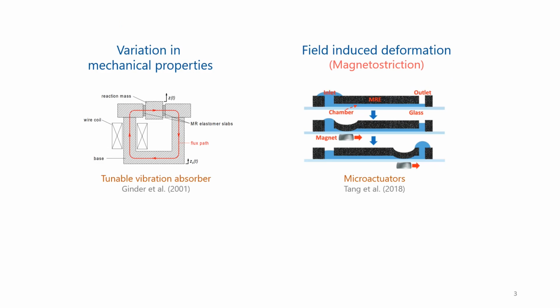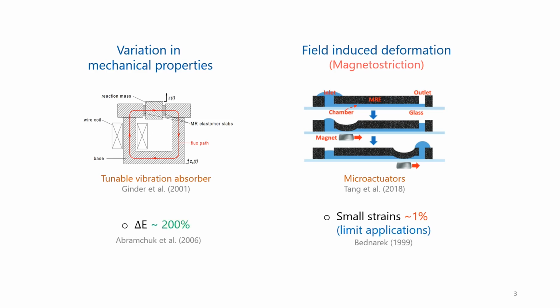The magnetic field induced variation in mechanical properties can be used for suppressing vibrations and noise, and the field induced deformation can be used for designing actuators. However, the strain levels generated in these materials are very small, of around 1%. This limits their potential use in soft robotics or as artificial muscles. On the other hand, the elastic modulus of the MAE can be varied up to 200%.